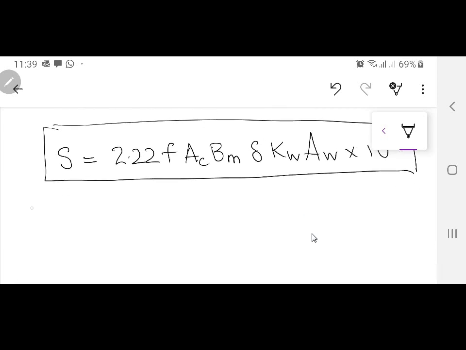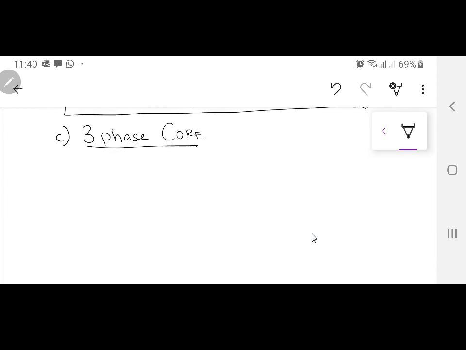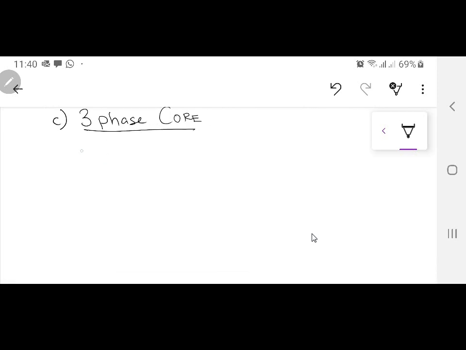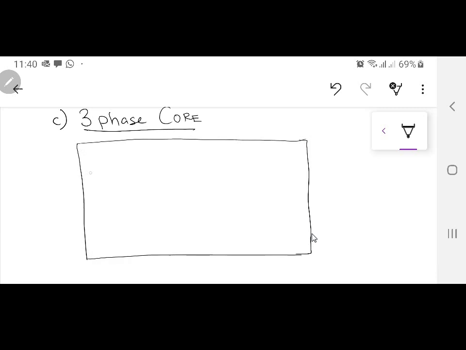Now if I go on towards the third one, which is a very important one, which is actually the basis of our whole distribution design transformer, I am talking about the three phase core type transformer. Now when I am talking about a three phase core type, and if I draw this three phase core type, this is my three phase core type transformer.